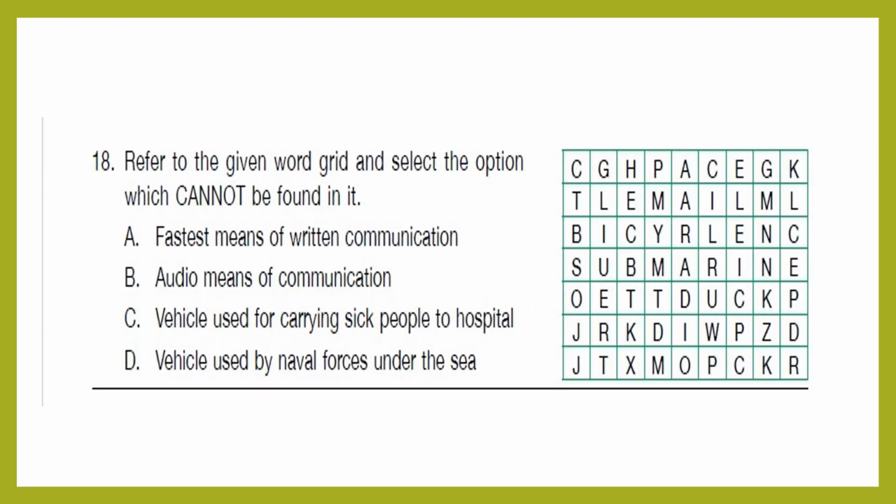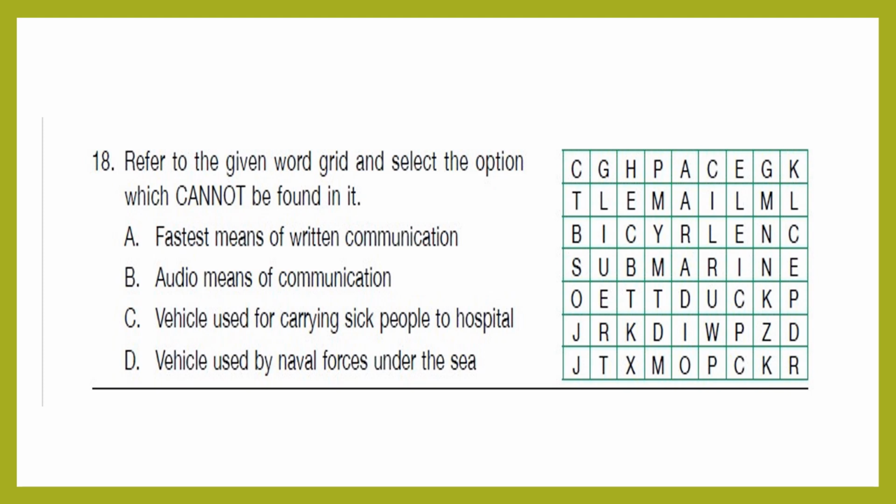Question number 18. Refer to the given word grid and select the option which cannot be found in it. Option A, fastest means of written communication. Option B, audio means of communication. Option C, vehicle used for carrying sick people to hospital. Option D, vehicle used by naval forces under the sea.